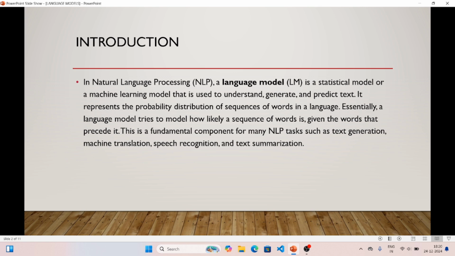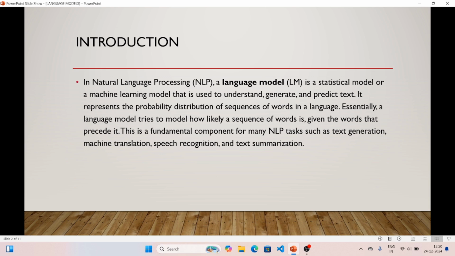A language model in NLP is a system that helps computers understand and work with human language. It learns how words are put together in a sentence and tries to predict the next word in a sentence based on the words that come before. Think of it like this. When you start a sentence like "I am going to the dash," the computer can guess the next word, probably store or park or school, based on how people usually talk.